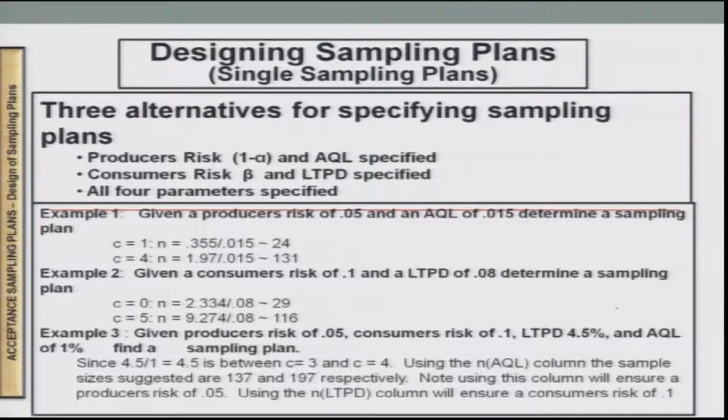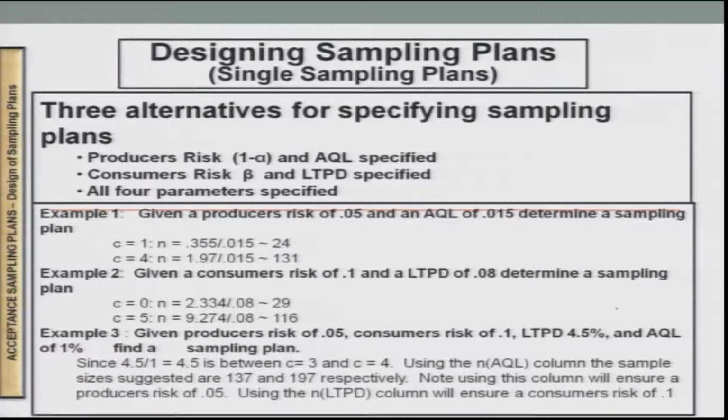That means for the whole lot you will pick up a sample of 24, given that C value is 1. In case C is 4, then you have to find out the value of N, which comes out for the lot as 131. And for the second example, given a consumer risk, so initially it was the producer risk, now it is the consumer risk, and the LTPD value of 0.08, we need to determine the sampling plan.